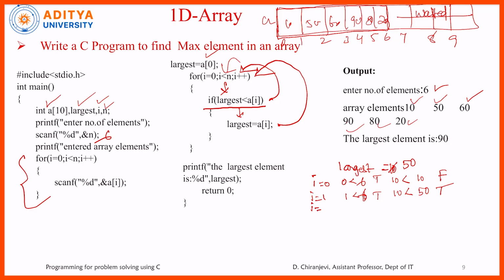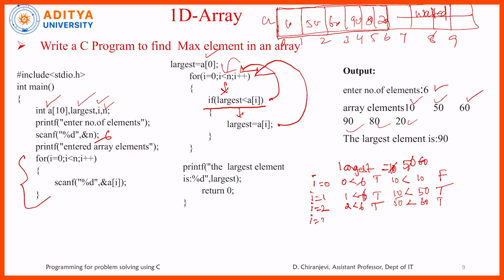I value is 2. So 2 less than 6, that is true. Now again, if this is true, you will check largest value. Now updated largest value 50 is less than a of I. A of I is currently a of 2. A of 2 is 60. 50 less than 60, yes, this is true. So again you update largest value with a of 2, that is 60. Now largest value is updated from 50 to 60. Now after updating, again I plus plus.